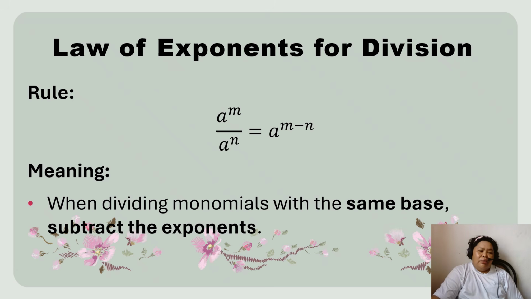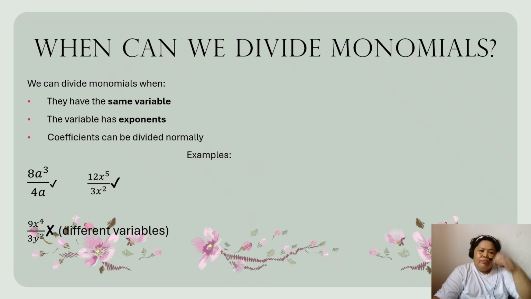Okay, we have here laws of exponents for division. So we have this rule: a raised to m over a raised to n is equal to a raised to m minus n. So this means, when dividing monomials with the same base, we subtract the exponents.